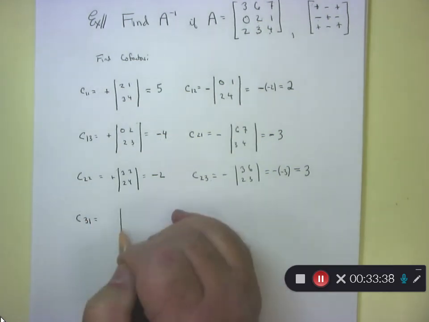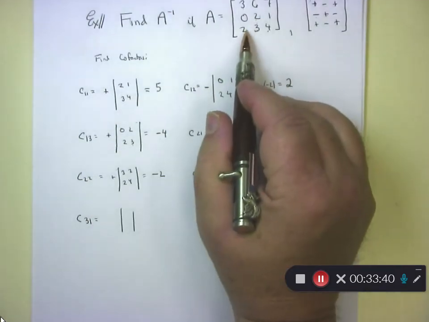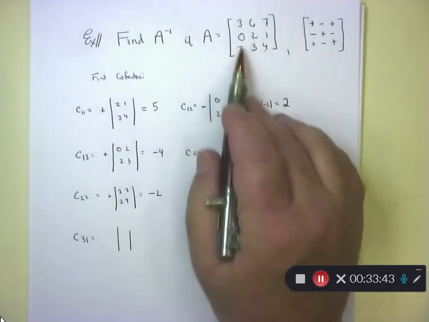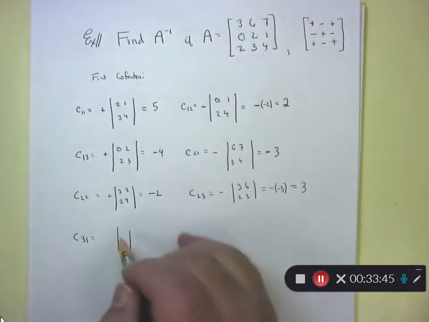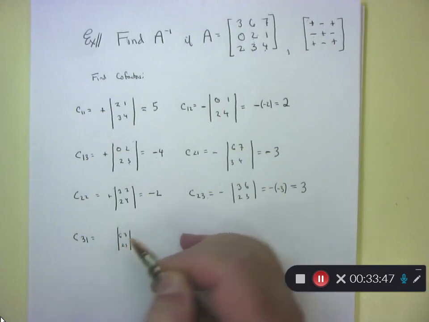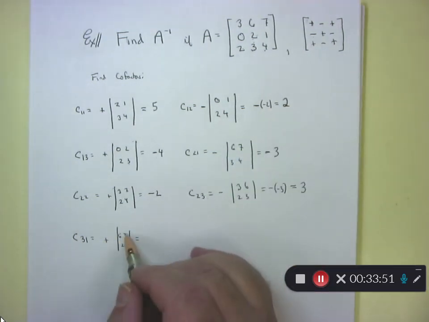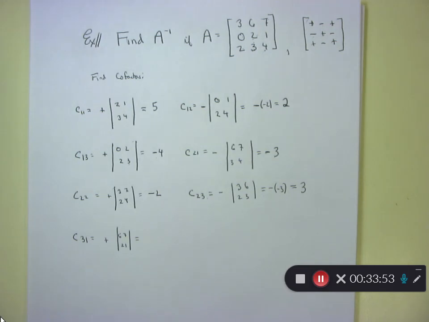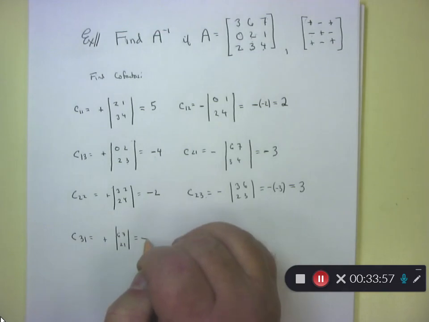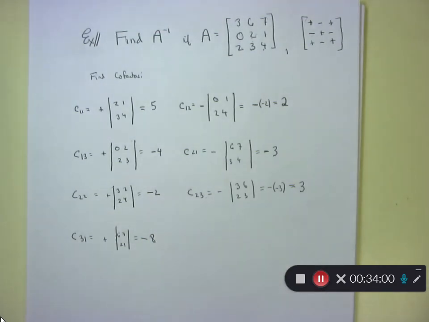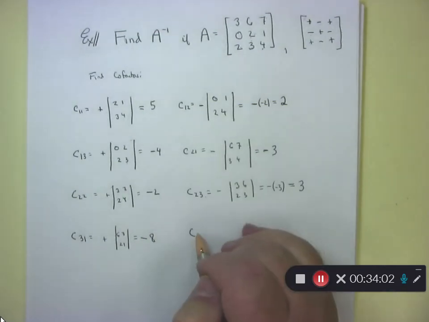C31. Third row, first column is this position right here. Knock off the row and column with that in it. 6, 7, 2, 1. And that's going to be a plus on that one. So that's 6 minus 14. 6 minus 14 is what? Negative 8. And keep the same sign there. C32.